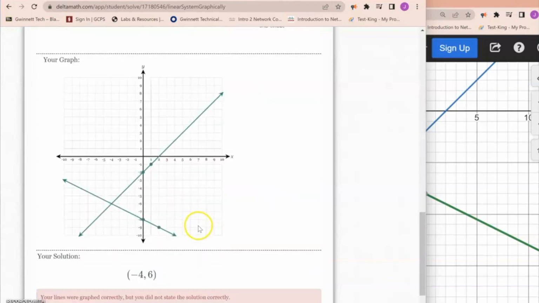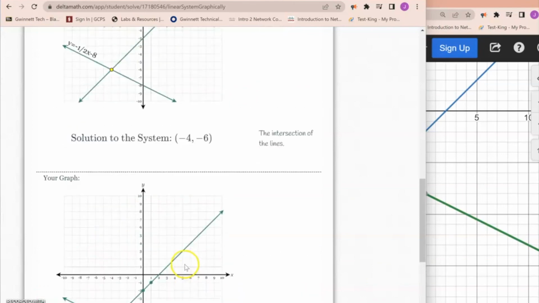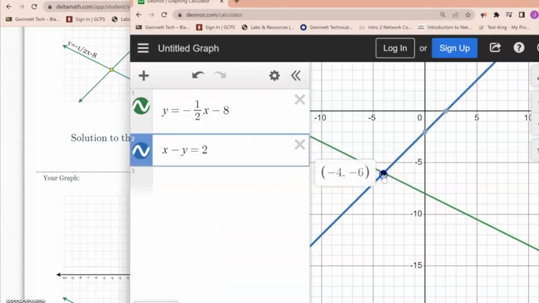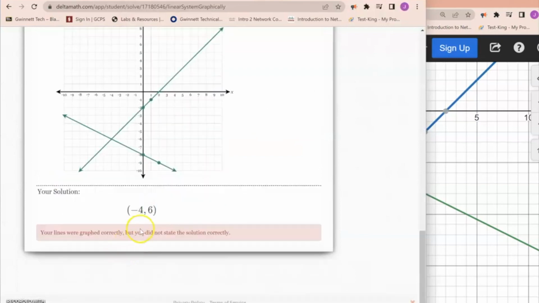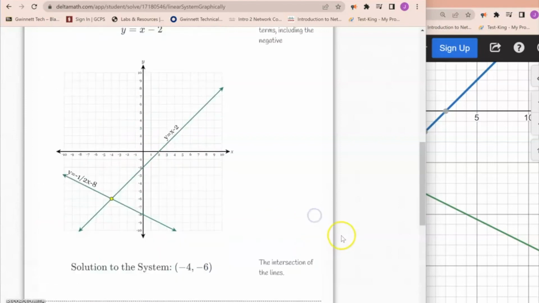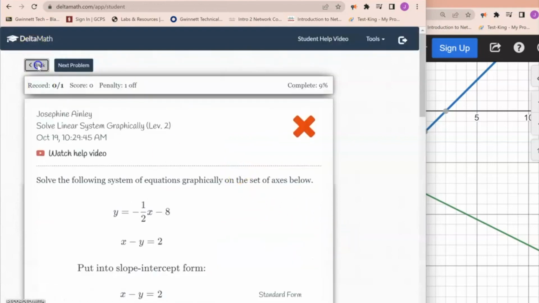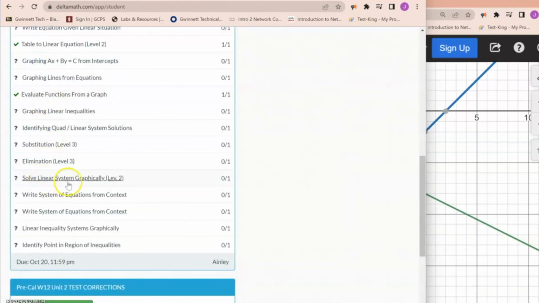Yep. Your lines are graphed correctly, but you did not state the solution correctly. Why? Oh, I didn't put the -6, y'all. Oh my gosh. All right, so please be careful. All right, so click on it, look at it. So -4, -6. So please make sure that you copy it down. -4, -6. All right, so that's linear by graphs.